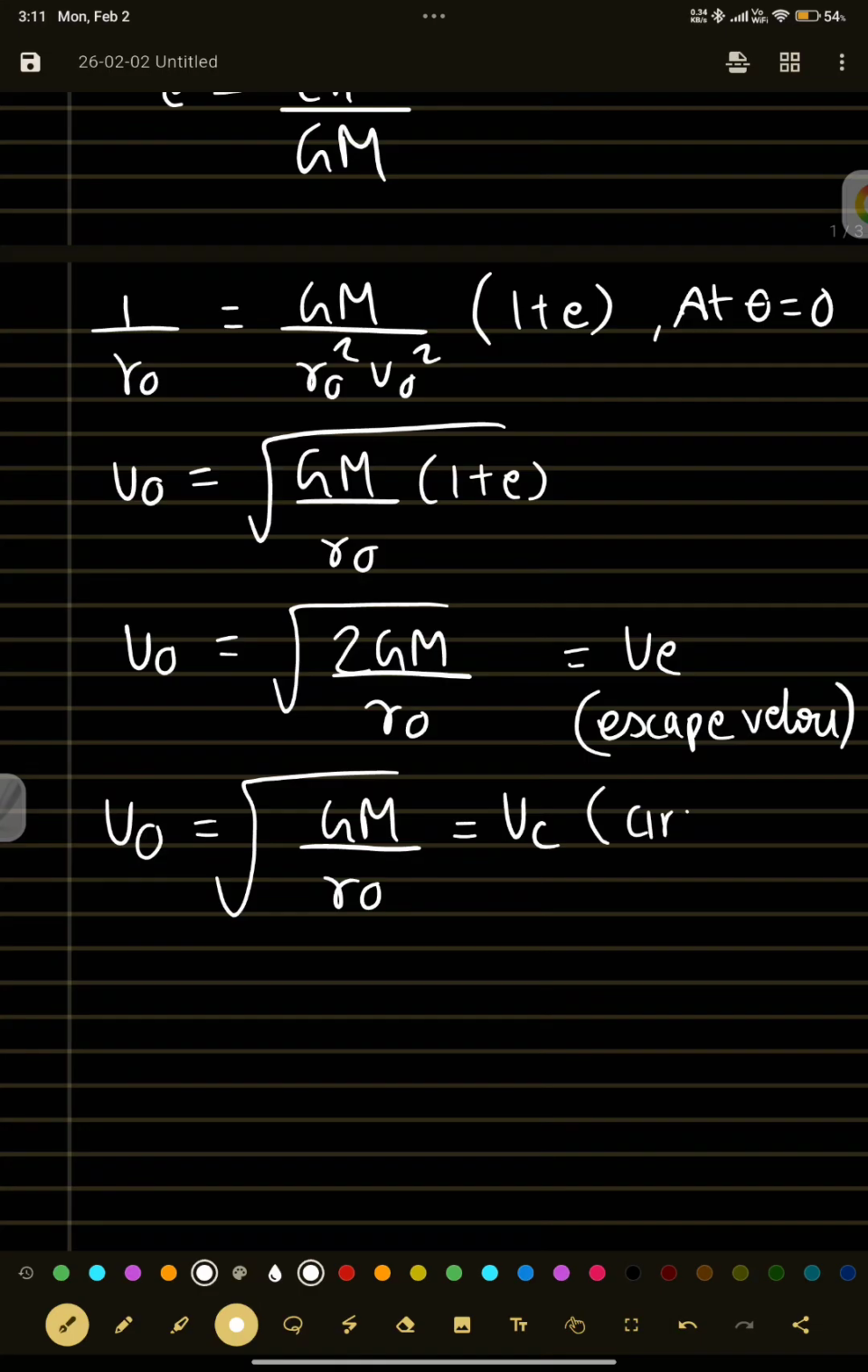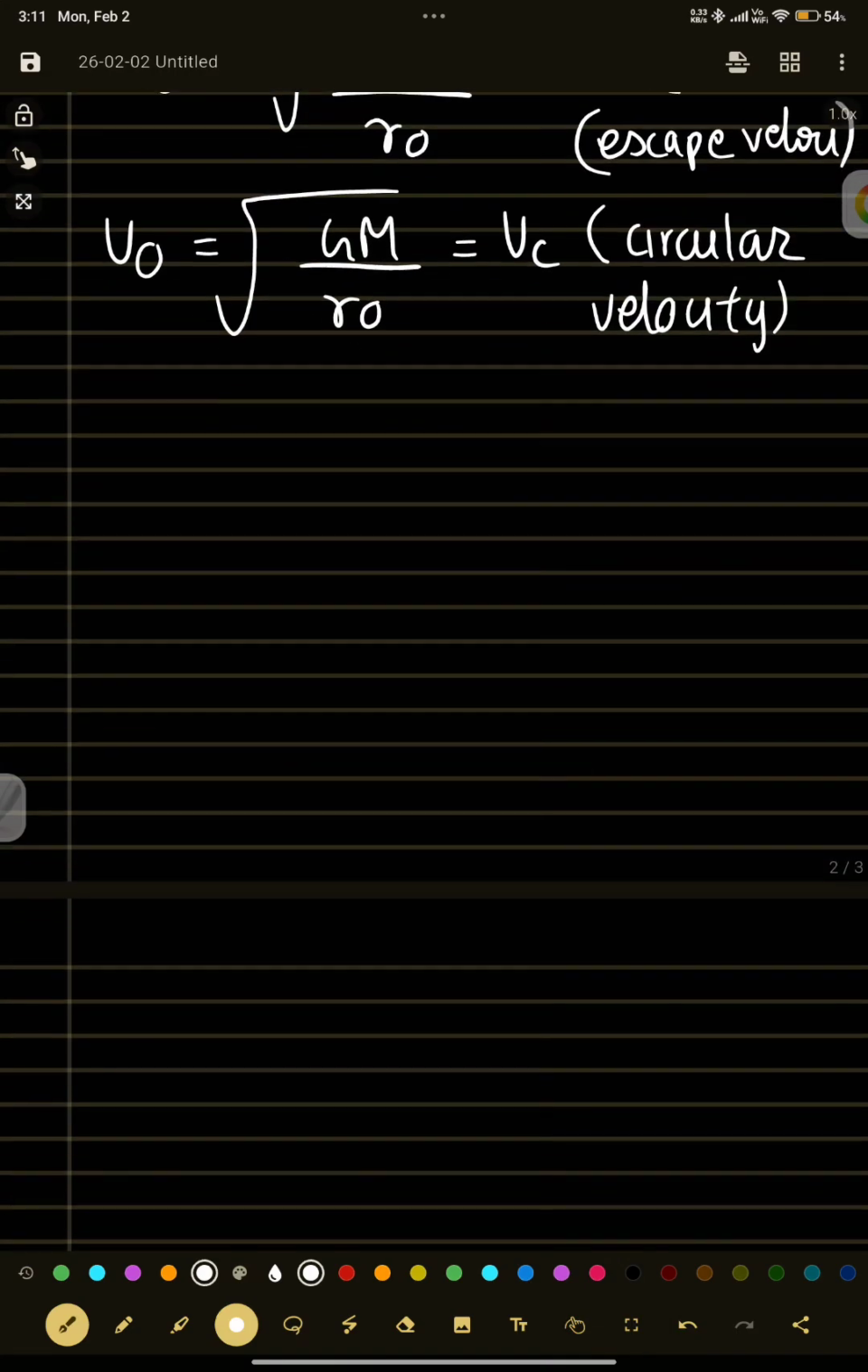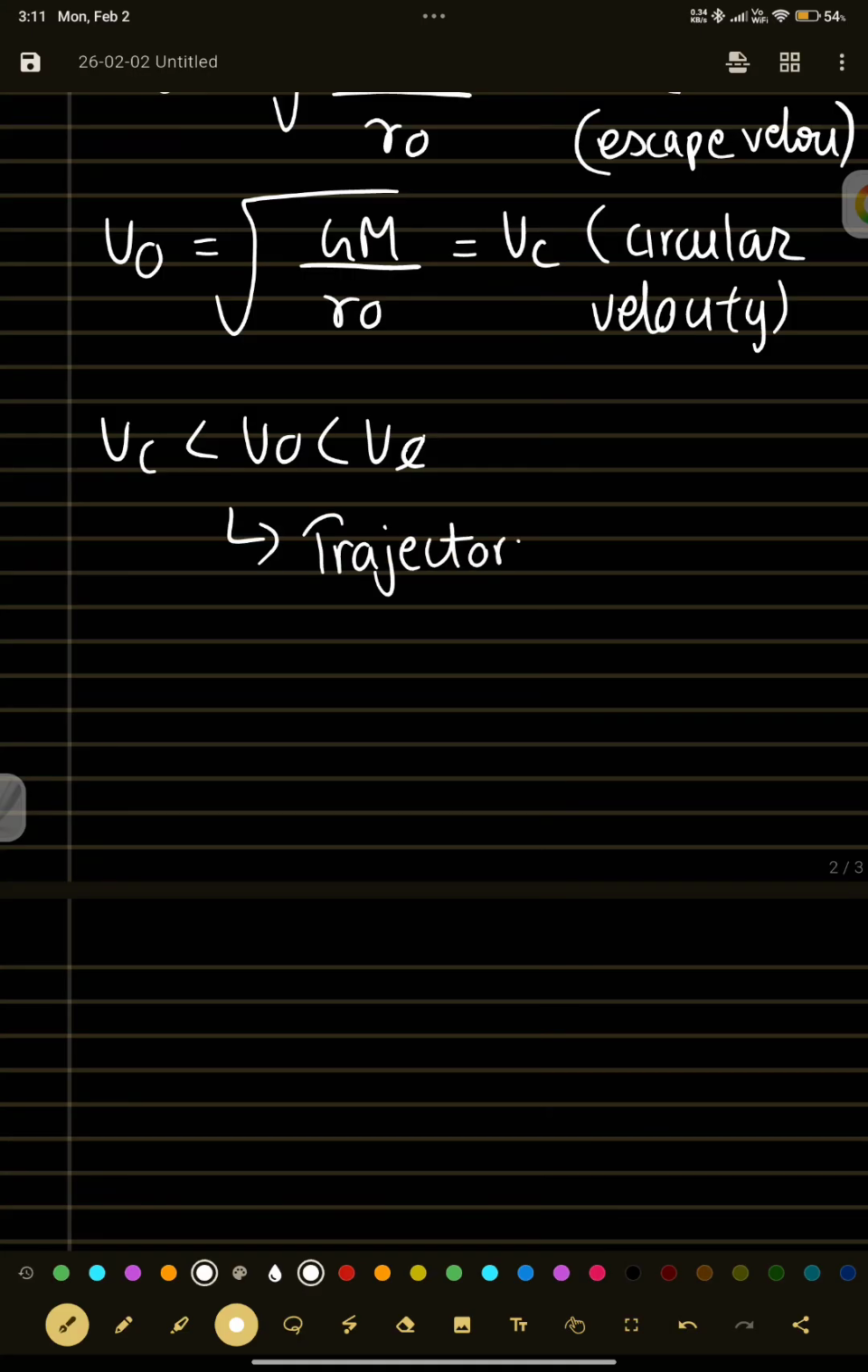We will see that if your V naught lies between these two, then the trajectory is an ellipse. Actually, when V naught is also less than Vc, then also the trajectory is an ellipse, but the nature of the ellipse will change. We will see that. So this is a very general statement for finding the V naught.